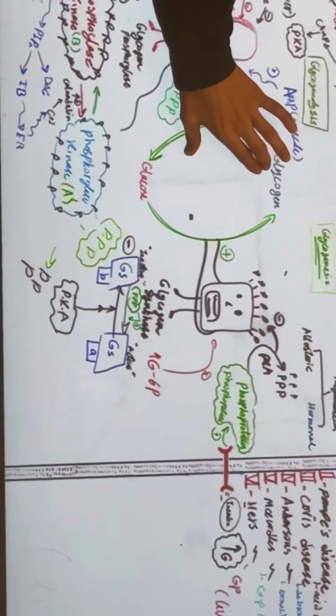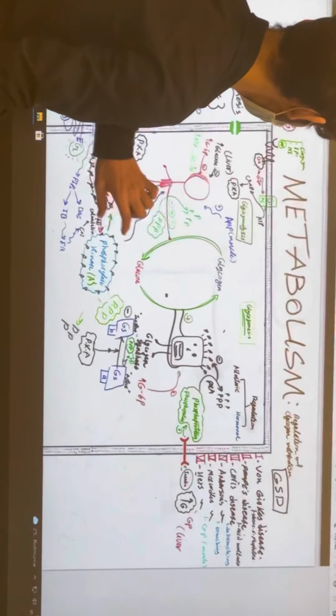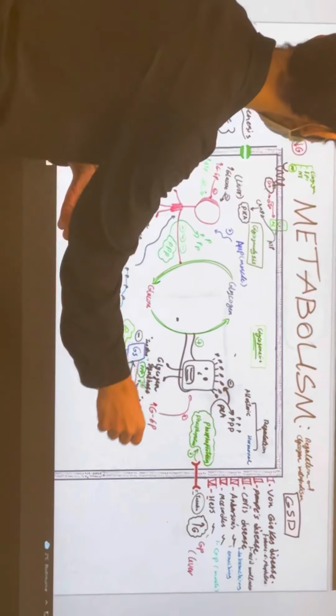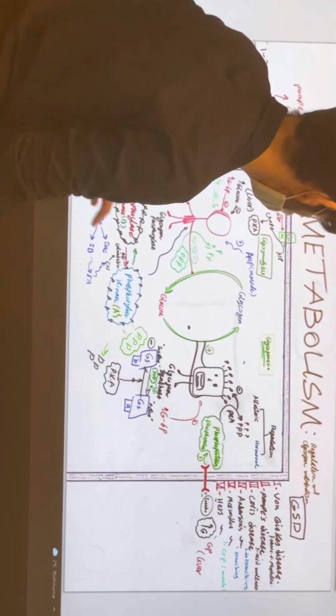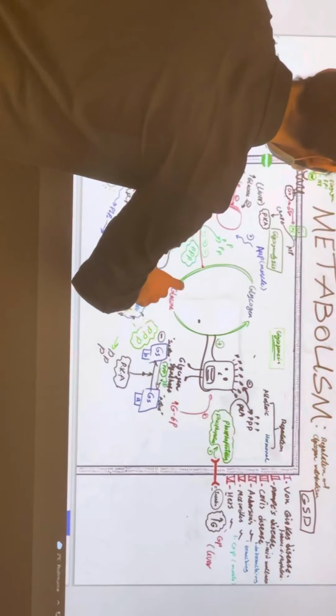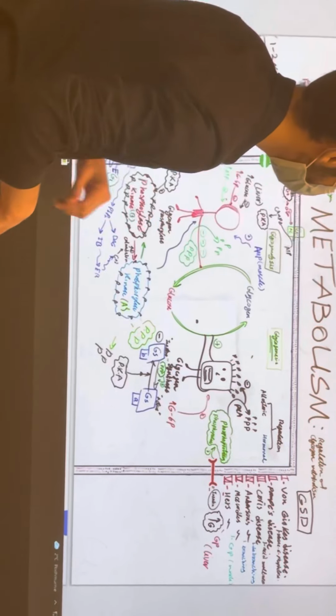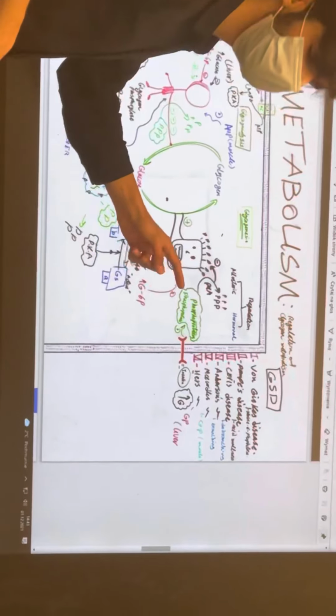So how is it happening? I have to see where to start from. Let's start from the example of glucose 6-phosphate.